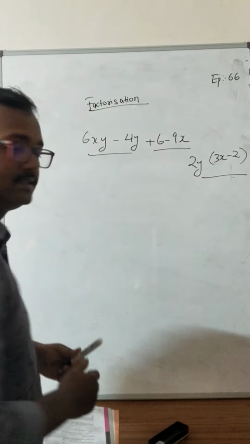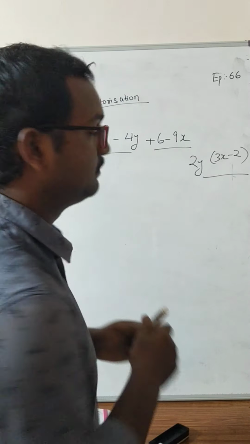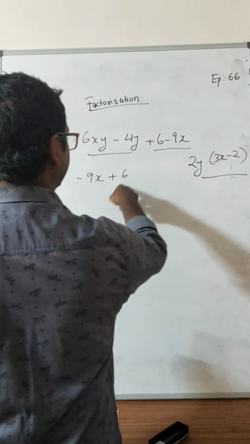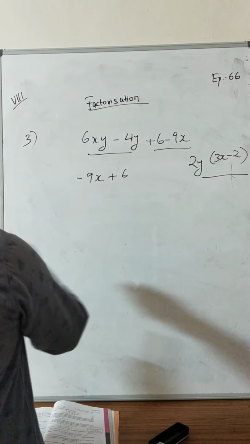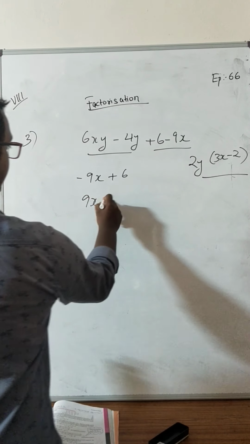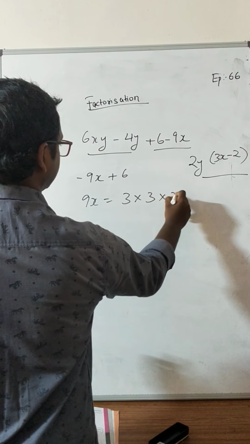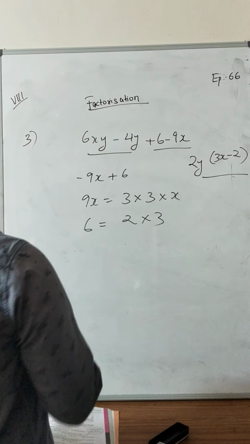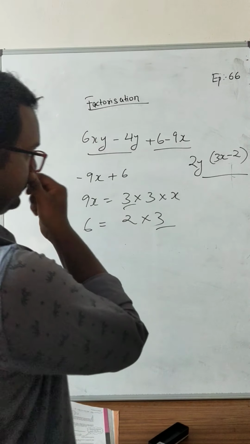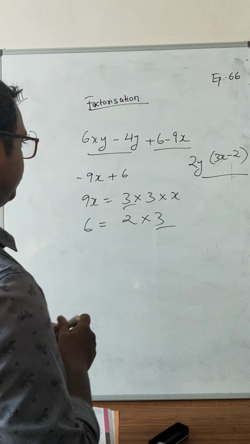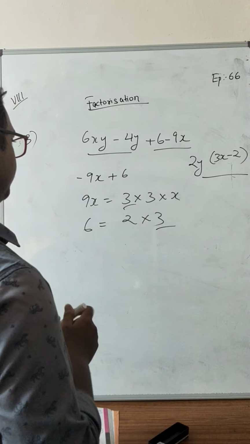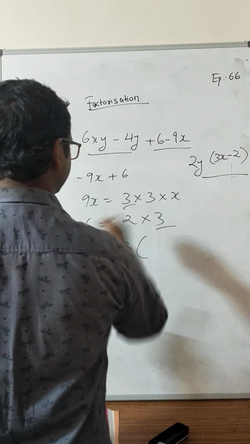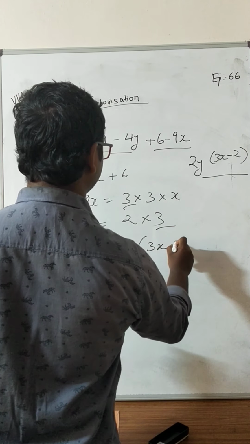Now see, 6 minus 9x, I can write it as minus 9x plus 6 also. I can rewrite them as minus 9x plus 6. From 9x, we have 3 into 3 into x. From 6 we have 2 into 3. So here 3 is common. So when we take 3 as common, here we will be left with 3x and here we will be left with 2.